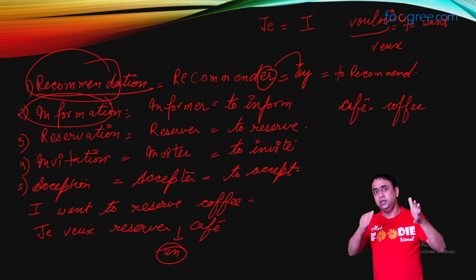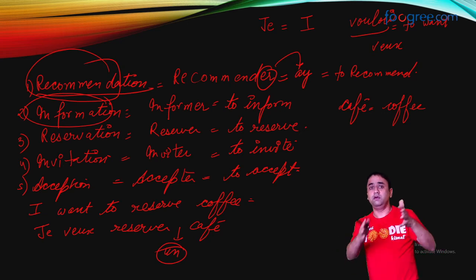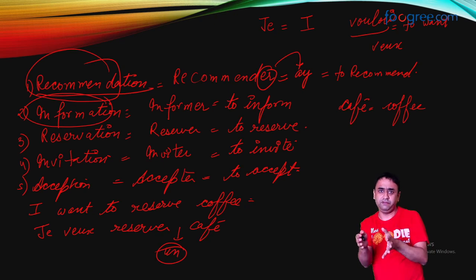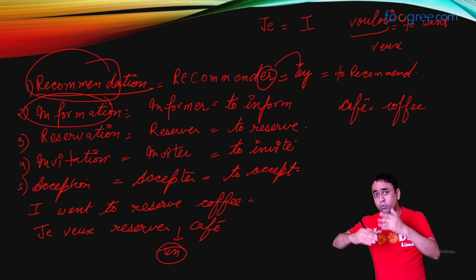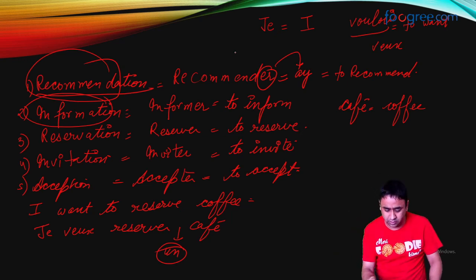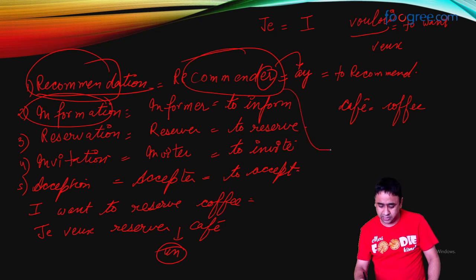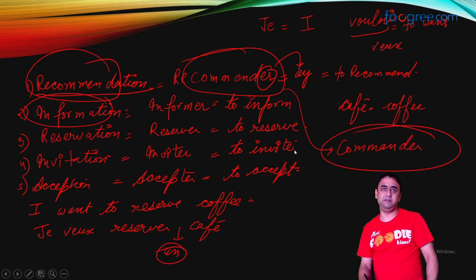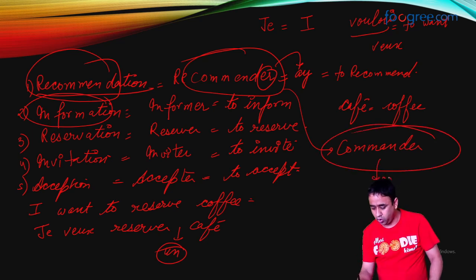So, my dear friends, let us extend these words. First, we started using the English words and took out the infinitive forms of the French verbs from them. Now, I'm going to take out more parts of these words. For example, take this, commander. Now, what does commander mean in French? That means to order.